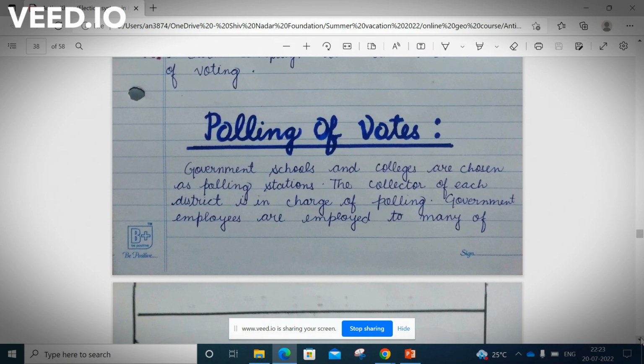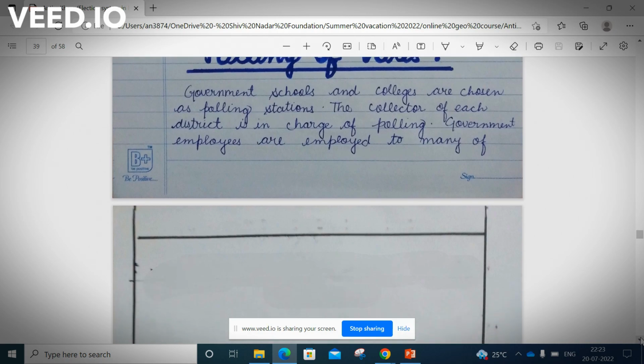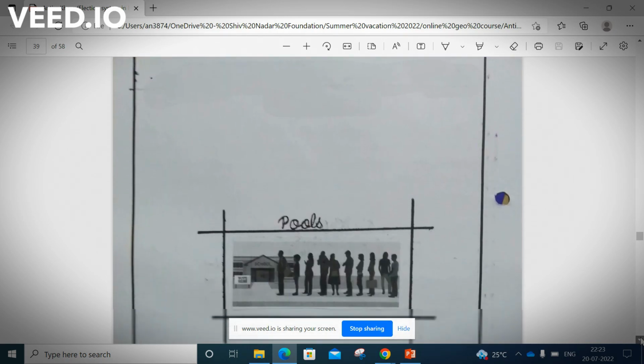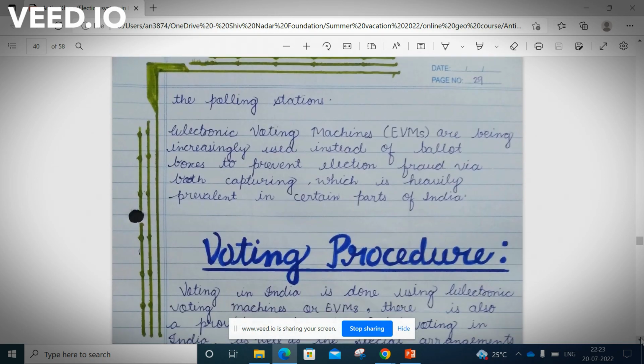Now I'll be telling you about polling of the vote. Mainly government schools and colleges are chosen for the polling stations. The collector of each district is in charge of the polling. Government employees are employed at many of the polling stations. EVMs are being increasingly used instead of ballot boxes to prevent election fraud by booth capturing, which is heavily prevalent in certain parts of India.